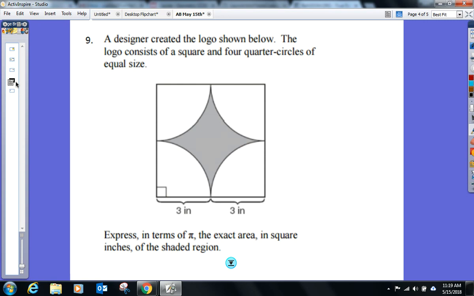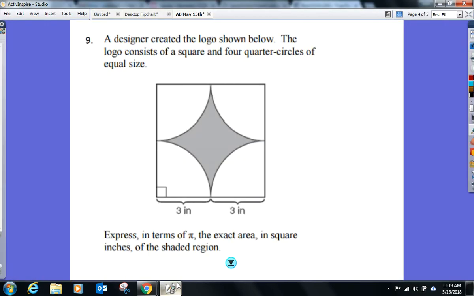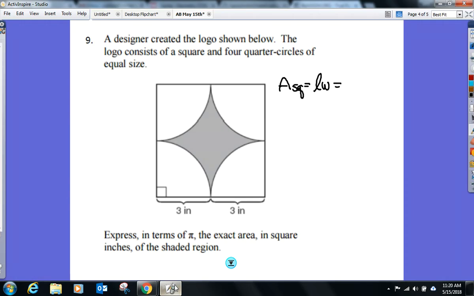Another shaded region problem. Okay, so identify what is the whole figure up here. I think they tell you anyway. What's the whole figure? It's a square, so let's find that area first. So the area of the square, length times width. And what do we know about the length and the width here? Here you go, length and the width. Okay, 6 times 6, so the whole thing, 36 square inches.